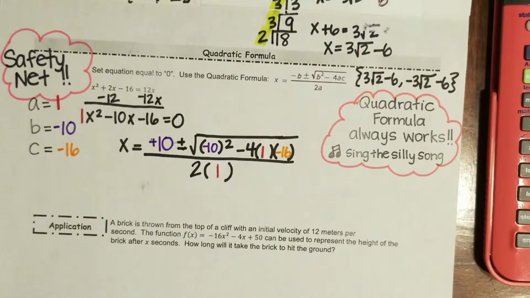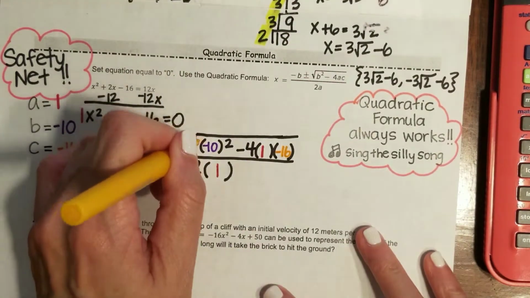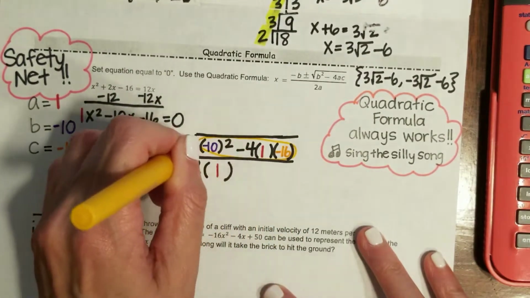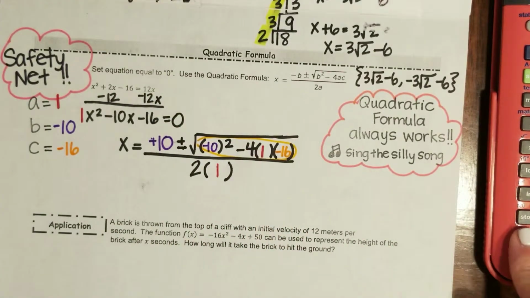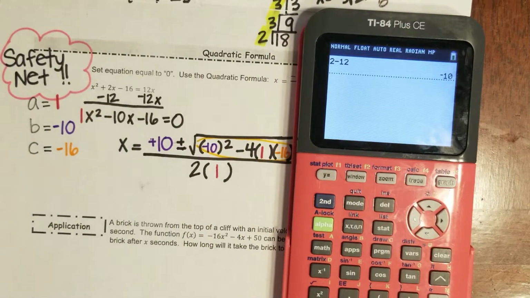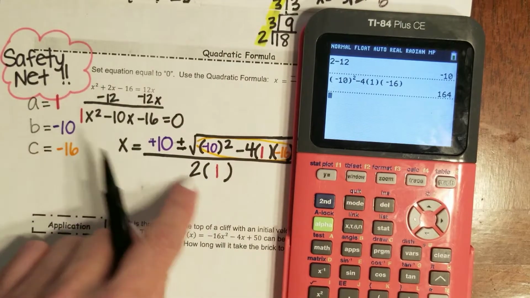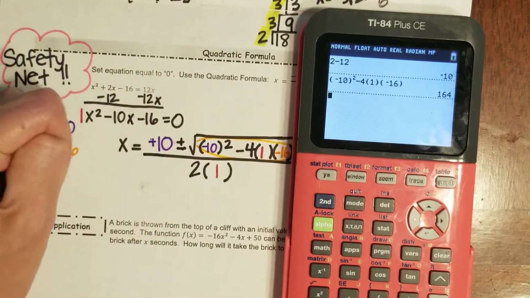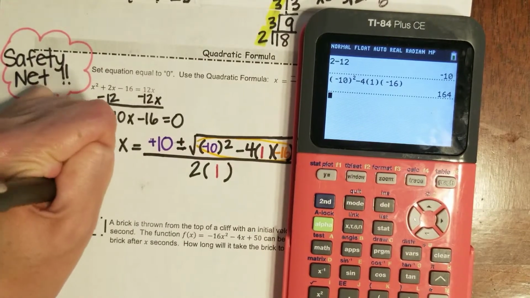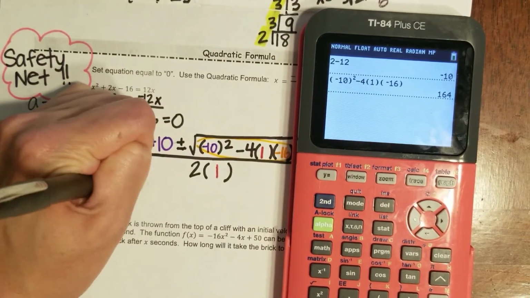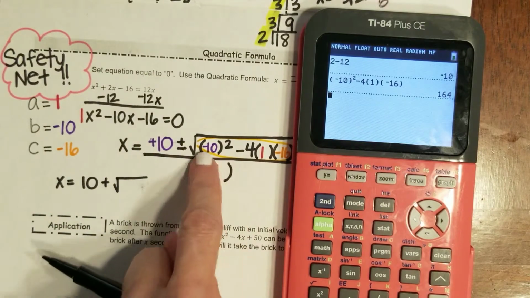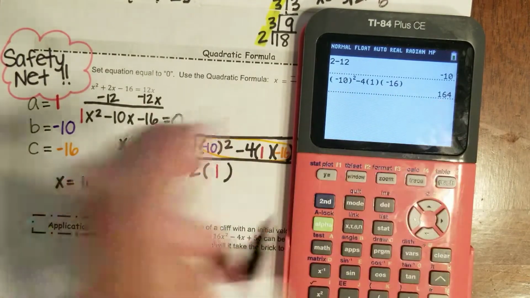Okay, so the first thing we're going to do is type in this part of our quadratic formula because I want to make sure it is not a negative number. No, I am not typing in the square root yet. So I'm going to type in negative 10 squared minus 4 times a times c, and I get 164. Okay, so now I'm going to split and solve. So I'm going to say x equals 10 plus the square root of, well, I rewrote b squared minus 4ac is the same as 164.